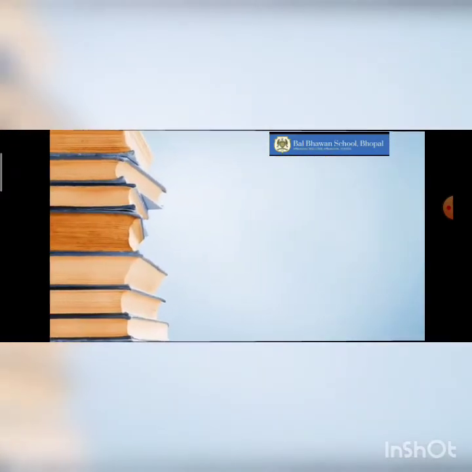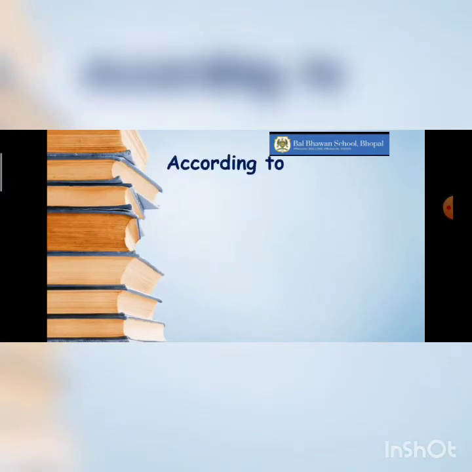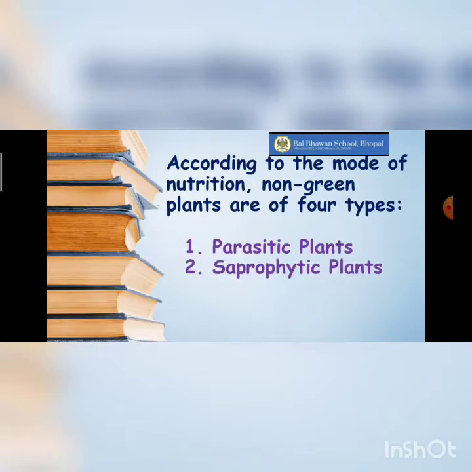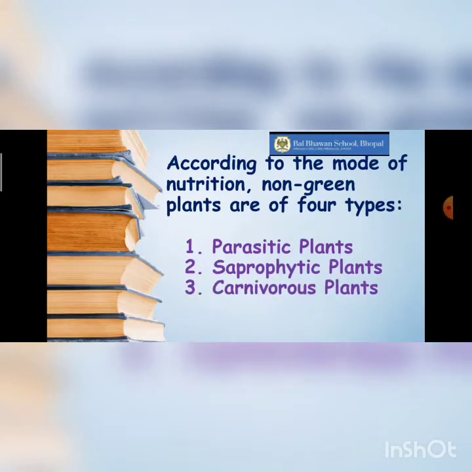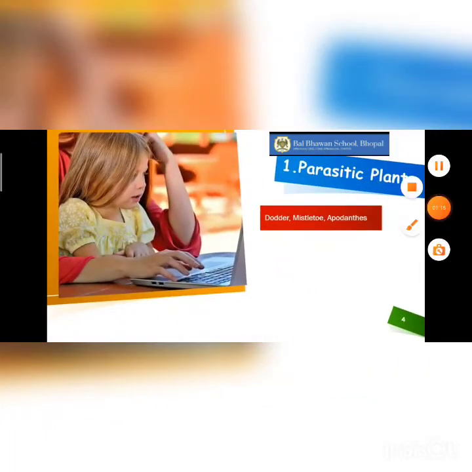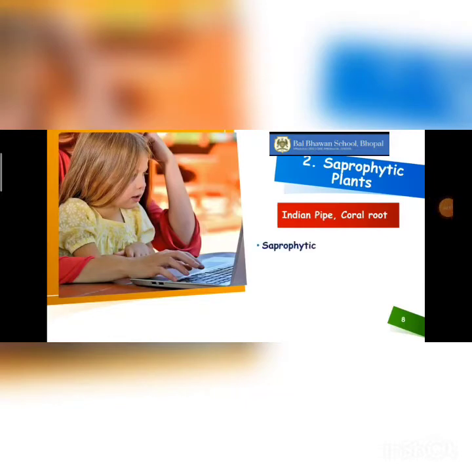Non-green plants can be classified into 4 types depending upon the mode of their nutrition. The first one is parasitic plants, the second one is saprophytic plants, the third one is carnivorous plants, and the fourth one is symbiotic plants. Now we will be studying saprophytic plants in detail. We have to deal only with saprophytic plants because this is our topic.